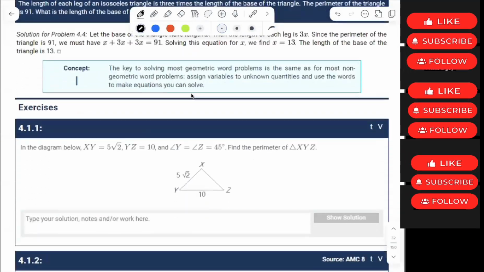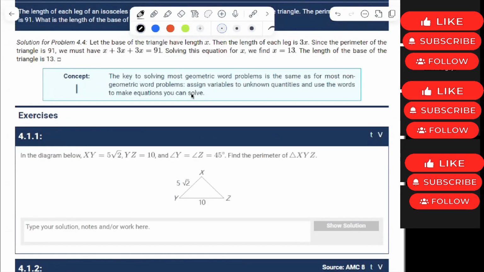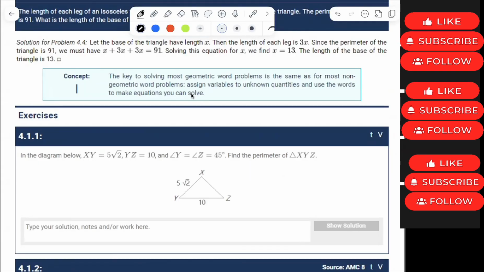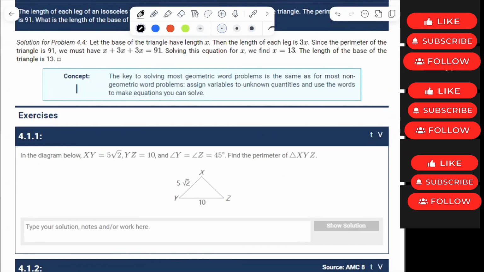Anyways, let's move on to 4.1.1 exercises. In the diagram below, XY is equal to 5 square root of 2, YZ equals 10, and angle Y is equal to angle Z is equal to 45 degrees. Find the perimeter of XYZ. I'll let you guys know to try this question in 10 minutes through chat.